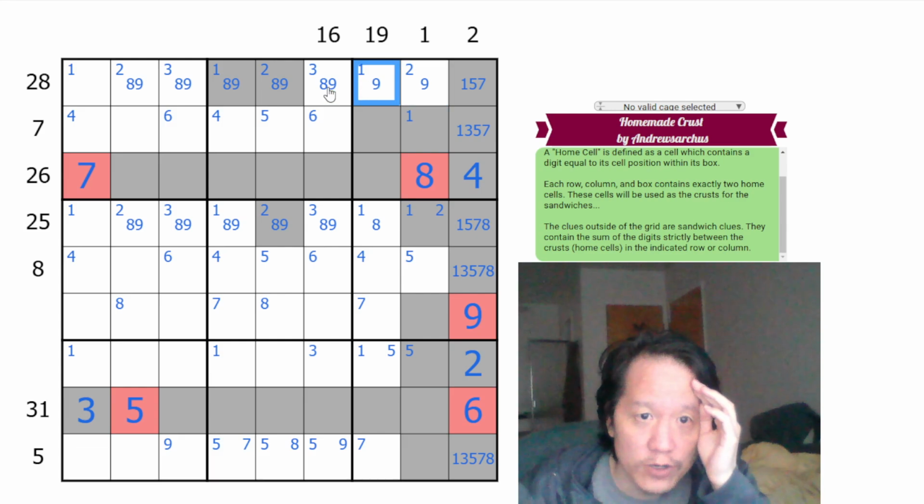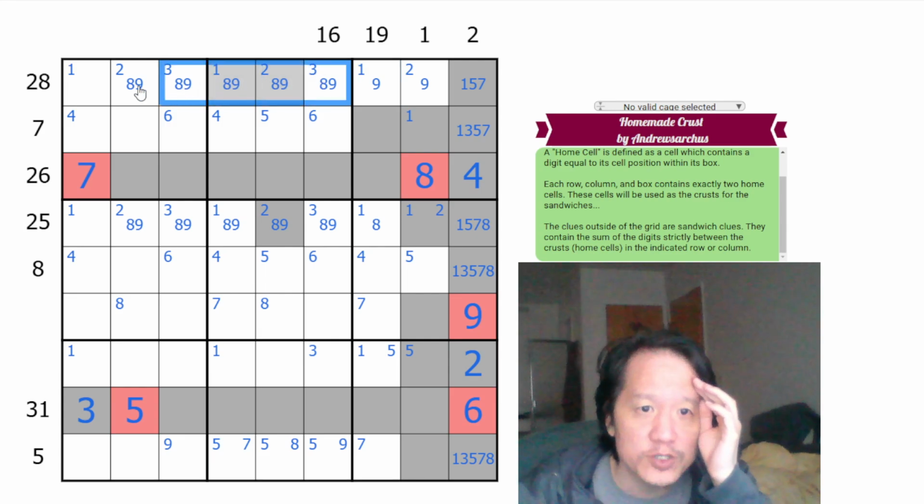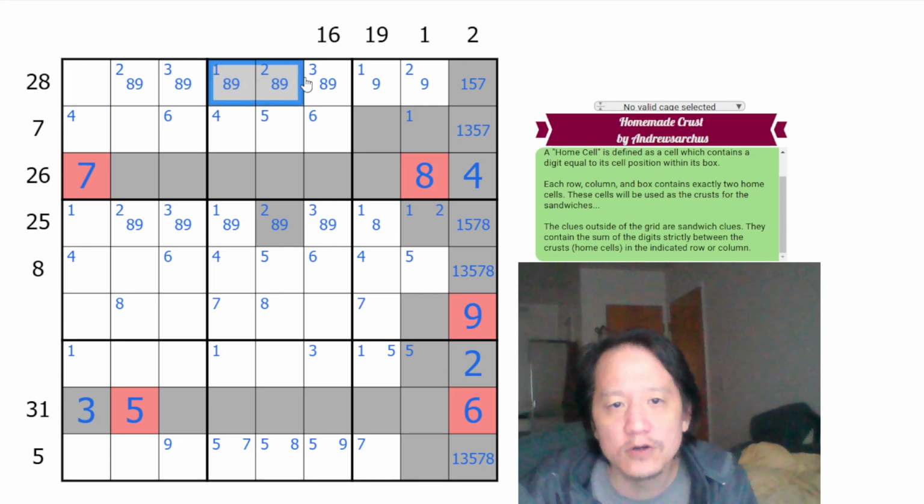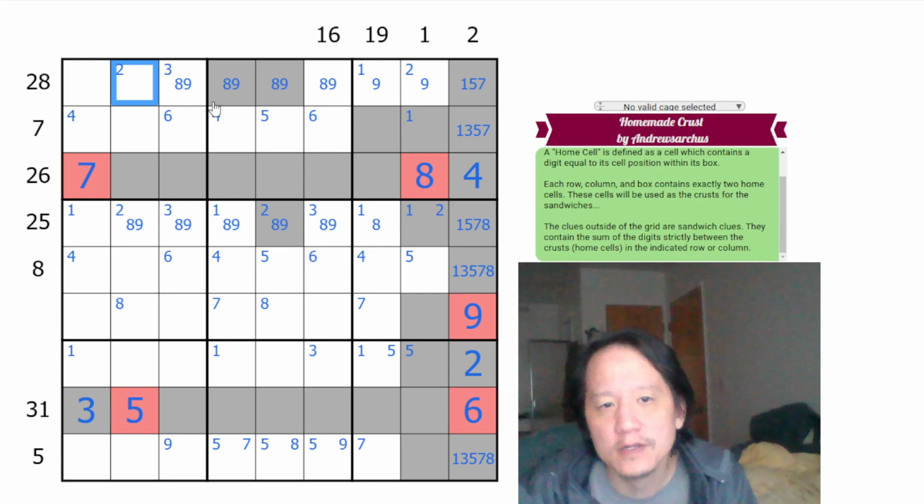If it's that one, it has to be 4 in between. So that would be 1, 2, 3, 4, or sorry, 4 in between. So that would be 2. So if this is 1, that's 2. If this is 2, that would be 1, 2, 3, 4. That would be 3. So those are the only valid home cells. So then this cannot be 8 or 9. The 8 or 9 has to be in between one of these. This cannot be 9.